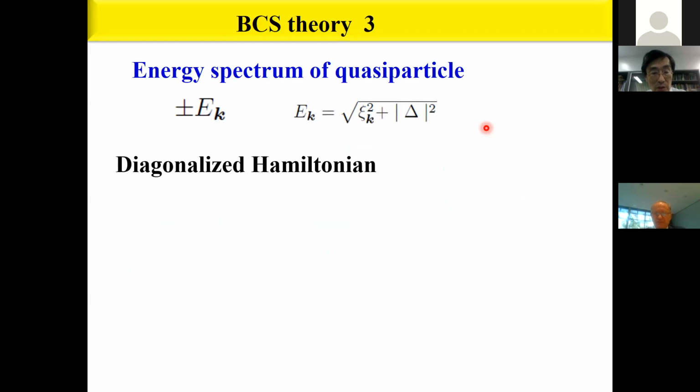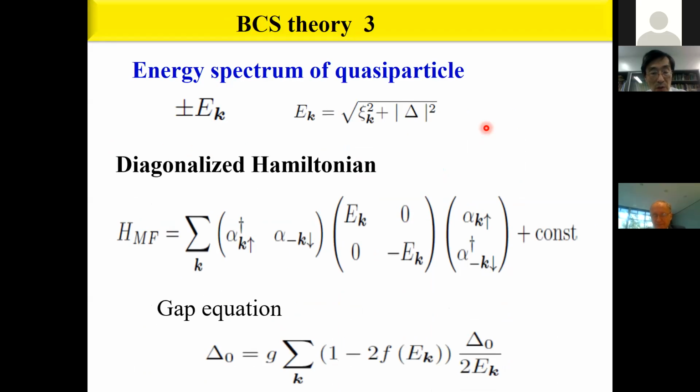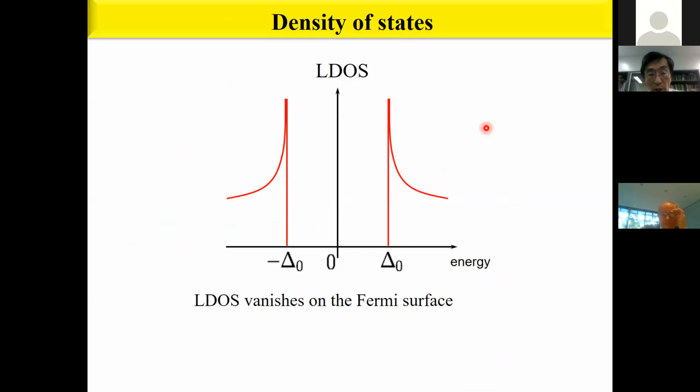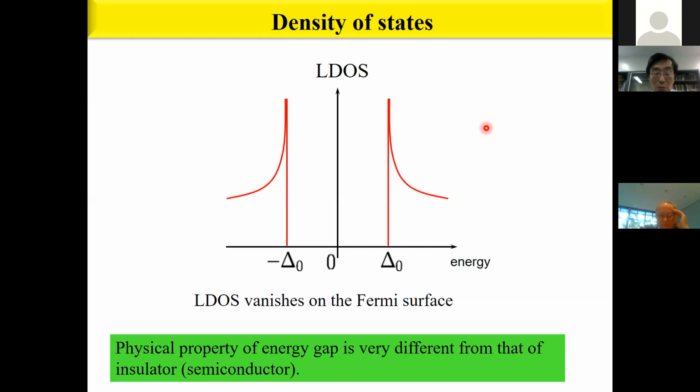After diagonalizing the Hamiltonian, we get the so-called mean field Hamiltonian like this. The important point is that the pair potential delta is self-consistently determined, and the energy spectrum of a superconductor has this kind of gap-like structure. It is similar to, for example, a semiconductor or insulator, but the meaning of this energy gap is very different. The physical property of the energy gap is very different from that of an insulator or semiconductor. I'd like to mention this in more detail from now.